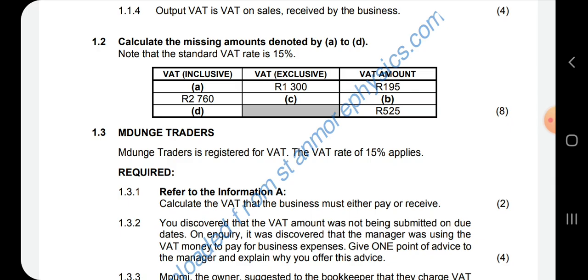So the VAT amount is 15%. So we're going to take the VAT amount. We got it by multiplying 15. First we have to look for the VAT exclusive in order to find the inclusive when we have the VAT amount. So we'll say 525 divided by 15, because it's 15% of exclusive, and then we multiply that by 100.